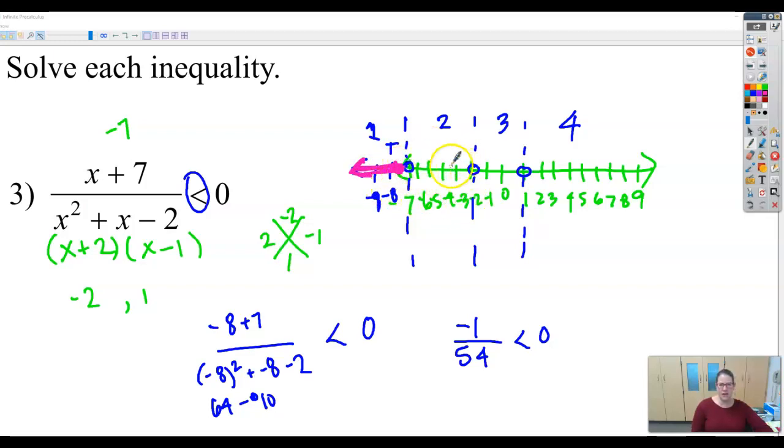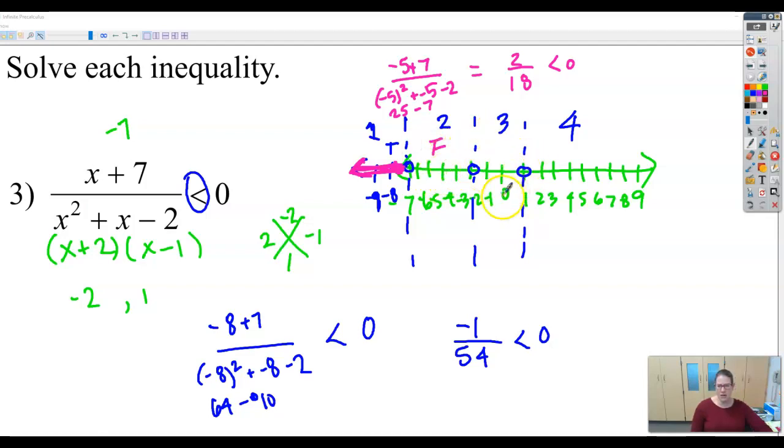In this second interval, I can choose any of these numbers in here. I'm going to try negative 5. So if I put negative 5 in here, I'm going to get negative 5 plus 7 over negative 5 squared plus negative 5 minus 2. So that gives me 2 on the top. That would be 25 minus 7, which is 18. And 2 over 18 is a positive number, so it is not less than 0. So that one is false, so I would not shade that section.